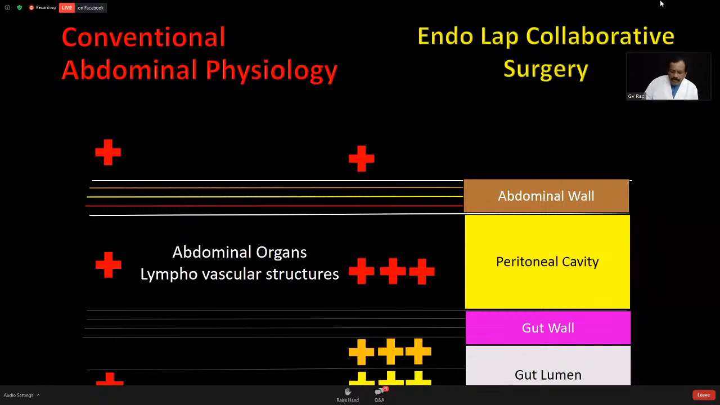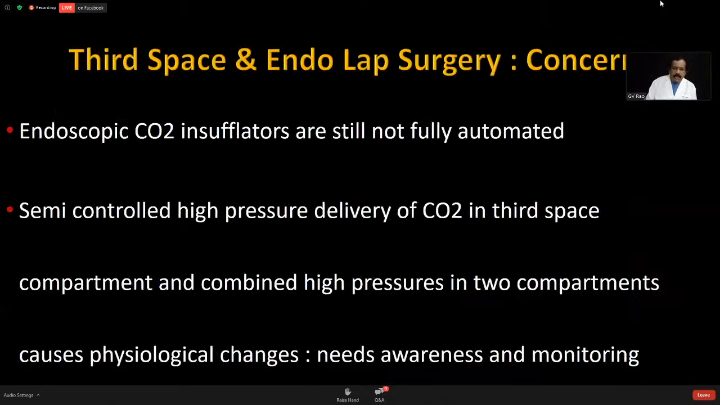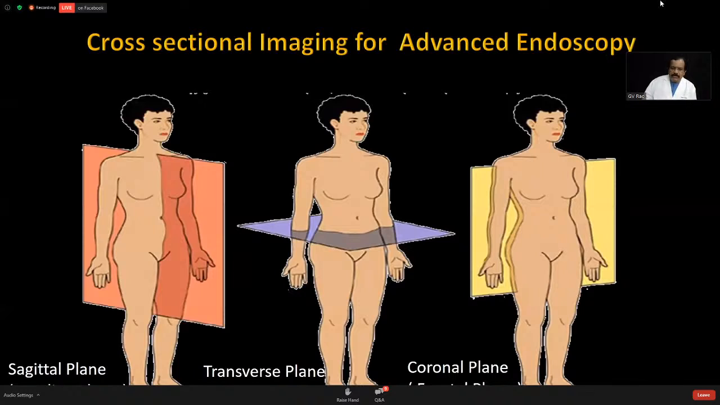We have to work very closely with our anesthetists so that we do not have any perioperative problems during these procedures. The endoscopic carbon dioxide insufflators are still not fully automated like we have on the laparoscopic side. The semi-controlled high pressure delivery of carbon dioxide into the third space tight compartment, combined with high pressures in the two compartments, causes physiological changes. We need to be aware of this and require close monitoring during the entire surgical process.